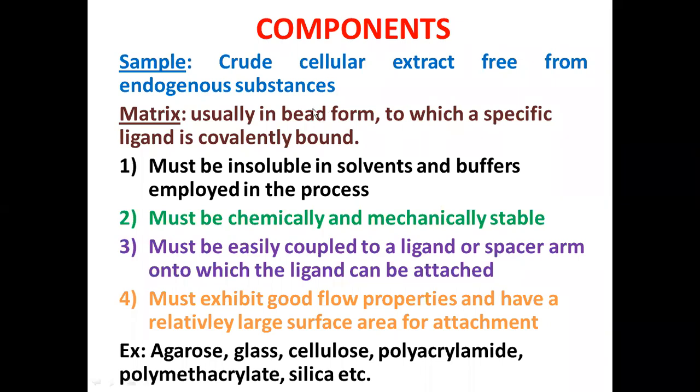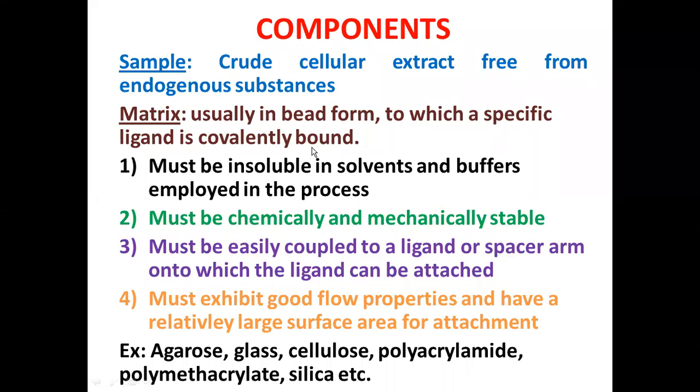So the sample is very much essential because we need to separate the proteins or the biomolecules which are present in the sample. The matrix is also very essential while performing the separation by the affinity chromatographic technique. This matrix is a chemical species which will be present in bead form. Onto the surface of the matrix, a specific ligand is going to be covalently linked or covalently bound.